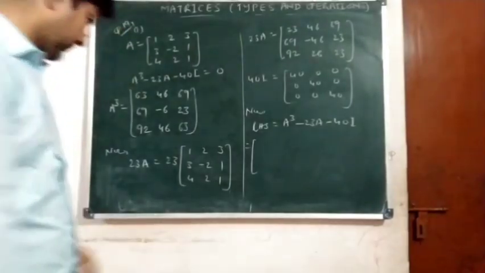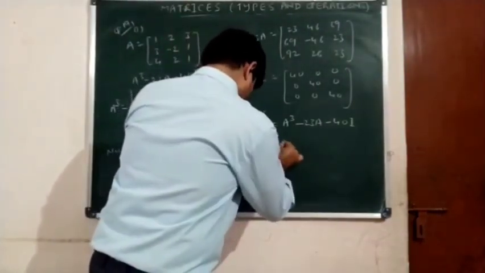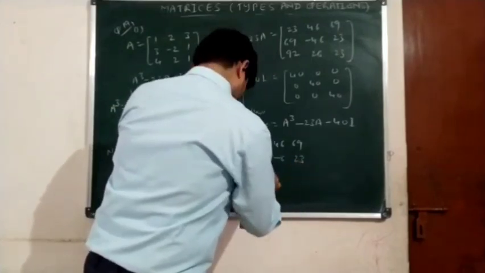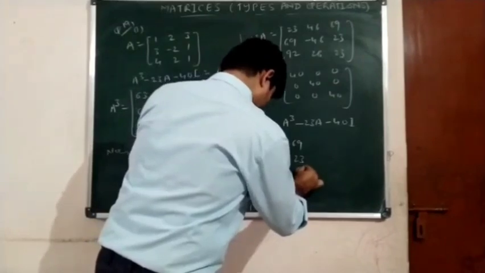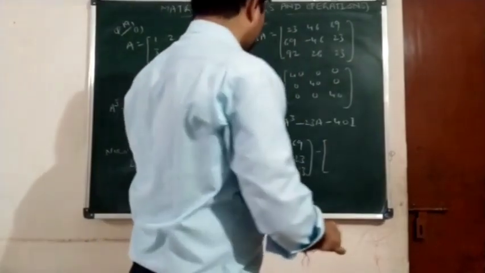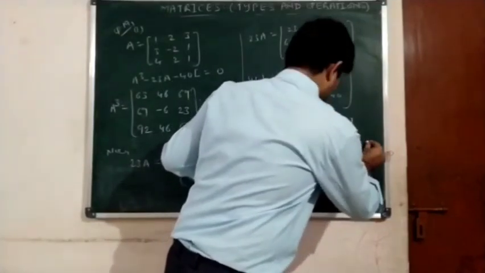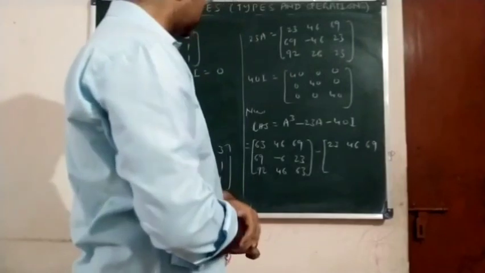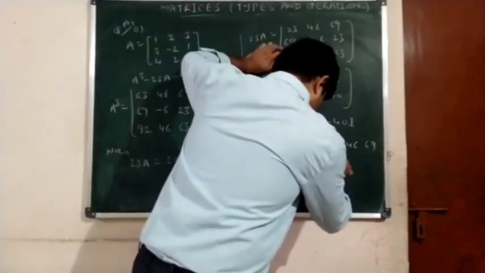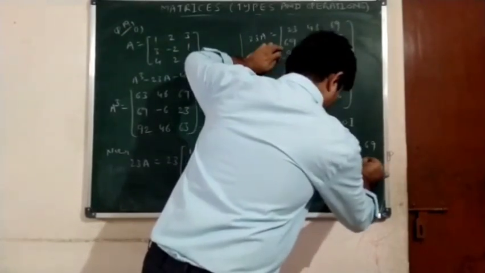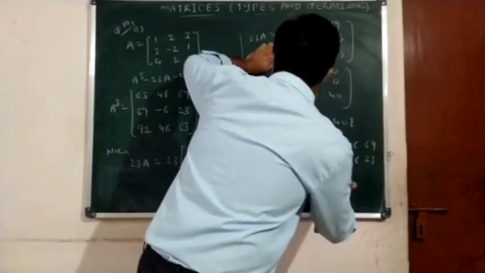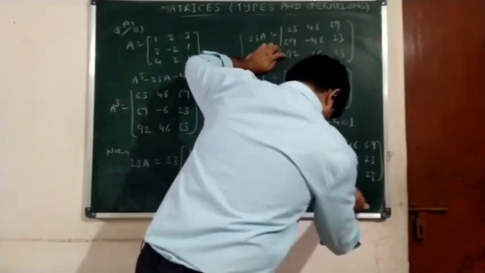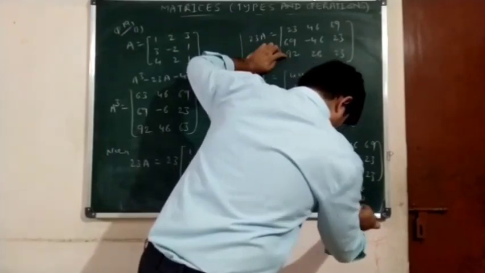Is equal to A cube, 63, 46, 69, 69 minus 6, 23, 92, 46, 63 minus 23 into A, 23, 46, 69, then 69 minus 46, 23 and 92, 26 and 23 minus 40 0 0, 0 40 0 and 0 0 40.